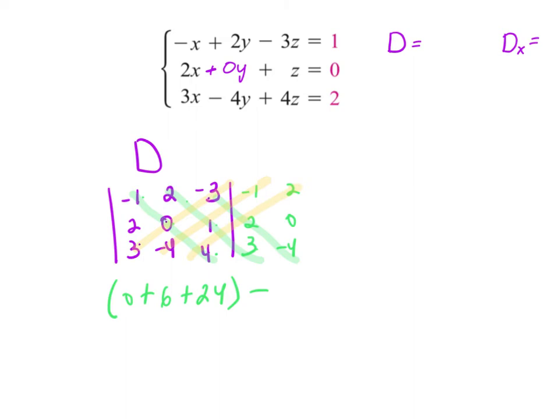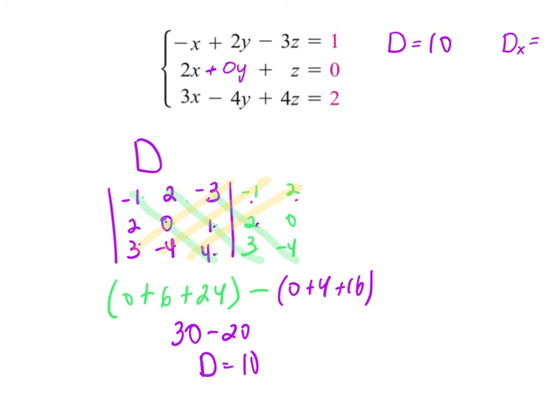Three times zero times negative three. Zero. Zero. Negative four times one times negative one. Four. Four times two times two. All right, so I have 6 and 24 gives me 30 minus 20. So my determinant of my coefficients is what? 10. So I put a 10 right here. Questions on how we got that?